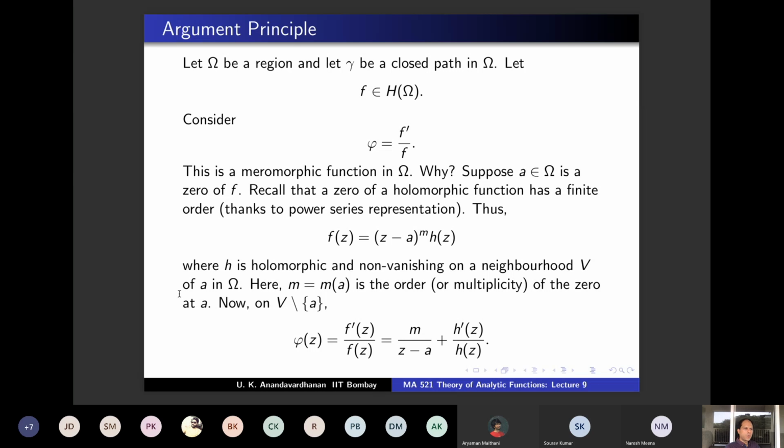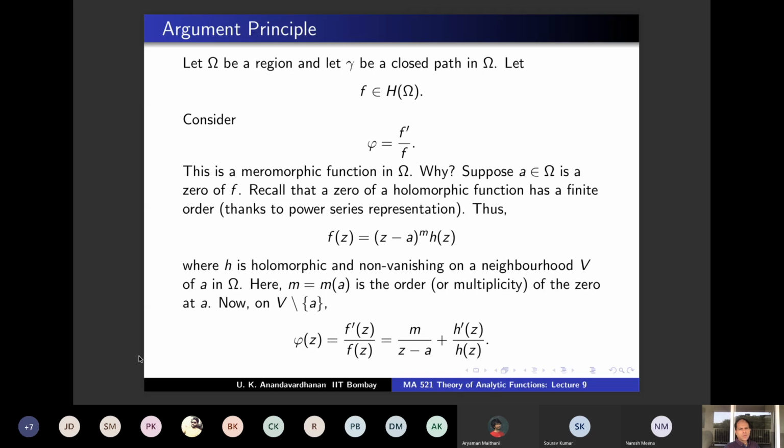So phi has a pole at a, and it is a simple pole. And what is the residue? Residue of phi at a is m, right? Because this part is holomorphic in a neighborhood of a, so that doesn't contribute. So the residue is exactly m. We are going to apply the residue theorem to this phi.